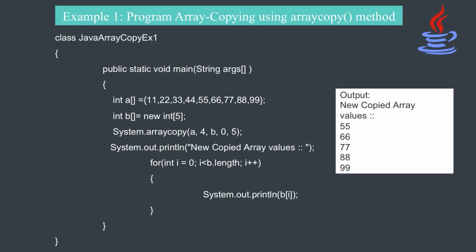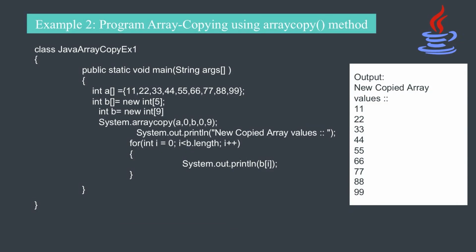Coming to the for loop for displaying the elements of an array, print the copied array elements. For I is equal to 0, I is less than B dot length, I plus plus, print B of I. When you compile and run the program, the output will be the copied array elements in array B: 55, 66, 77, 88, 99, from 0th index to 4th index.